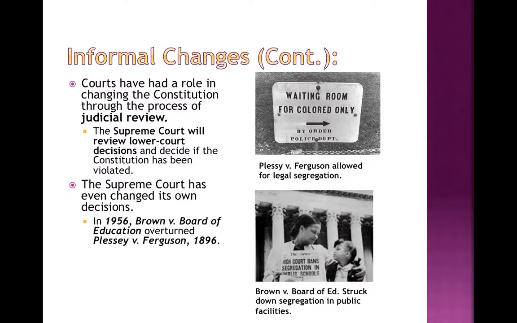In 1954, the case Brown versus the Board of Education overturned the Plessy versus Ferguson ruling. Plessy versus Ferguson said that segregation was okay as long as it was separate but equal facilities, and Brown versus Board said that segregation is not okay. So this decision made segregated schools illegal.